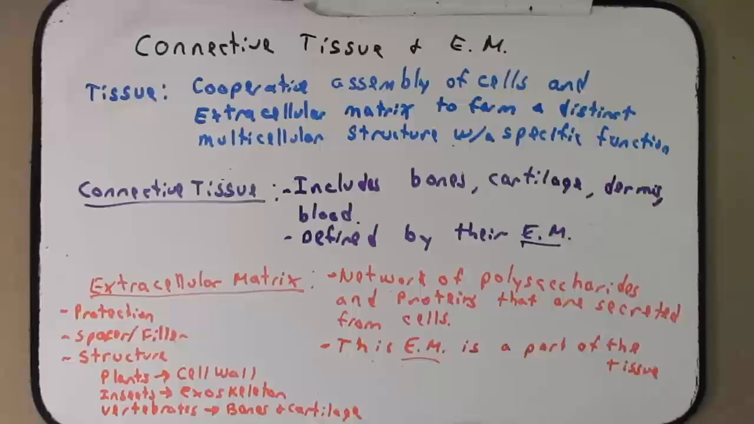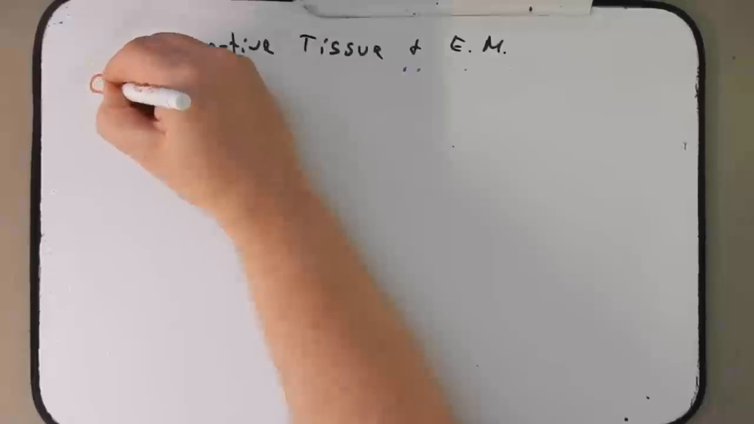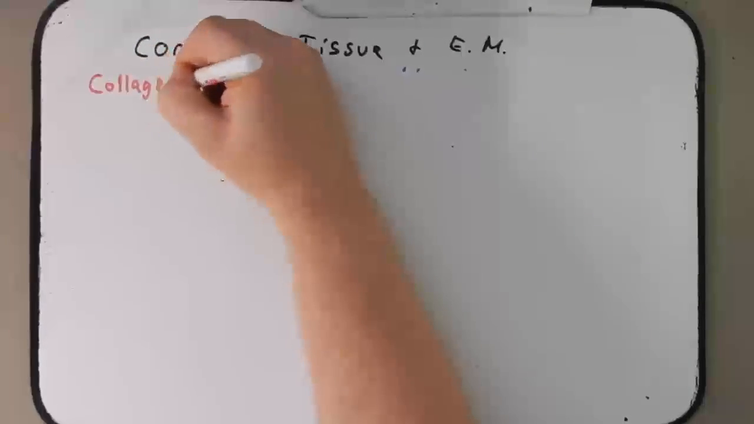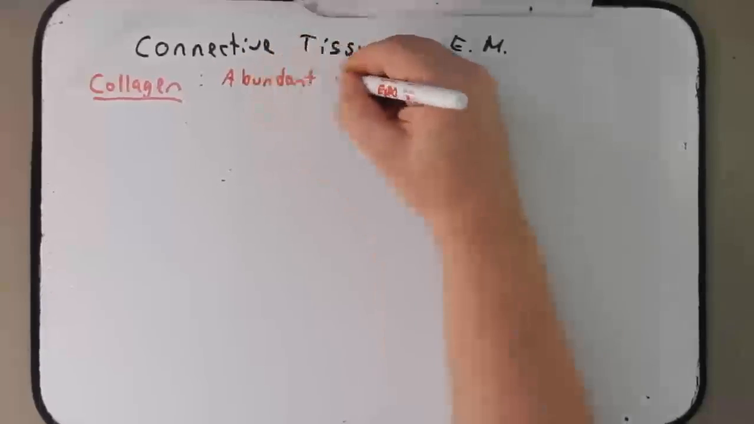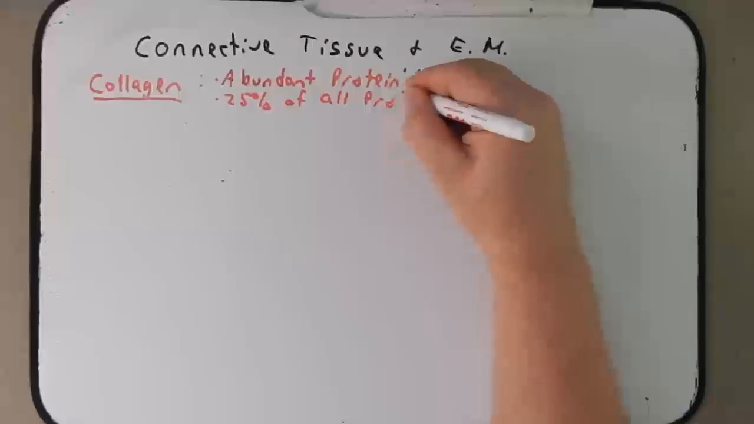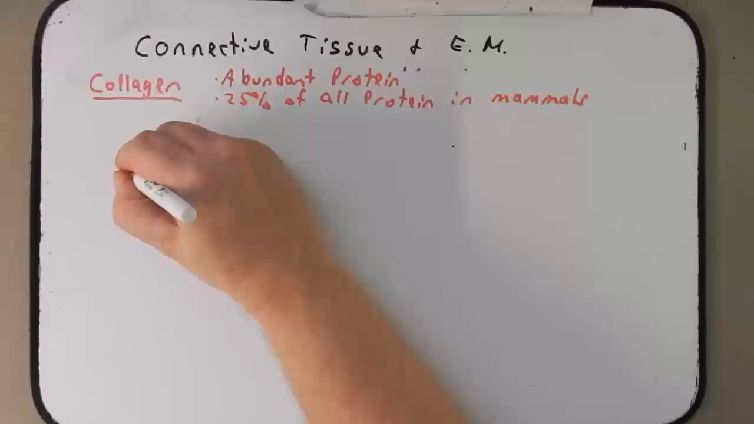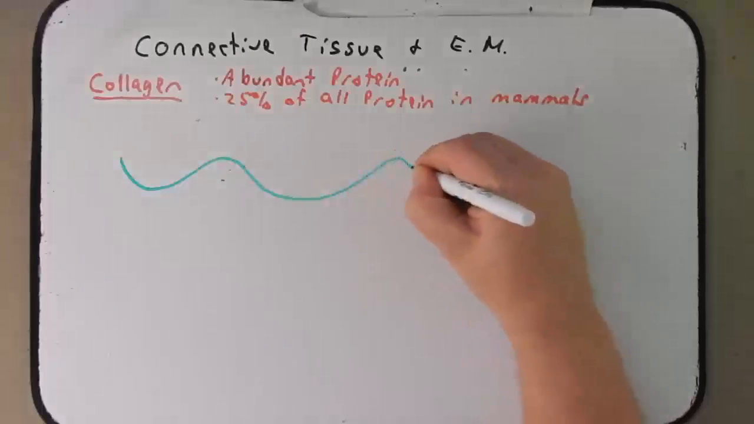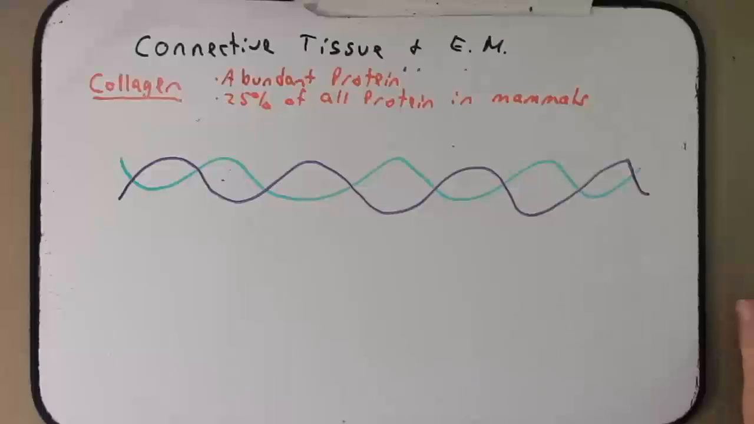All right, so let's talk about some of the proteins involved in the extracellular matrix that's important in forming the connective tissues of things like bones, cartilage, and the skin. One of the major proteins found in the extracellular matrix is this protein called collagen. It is a very abundant protein. It is about 25% of all protein in mammals. All right, so collagen is made up of 3 individual polypeptides. Each one is a collagen protein, but they form this triple helix.